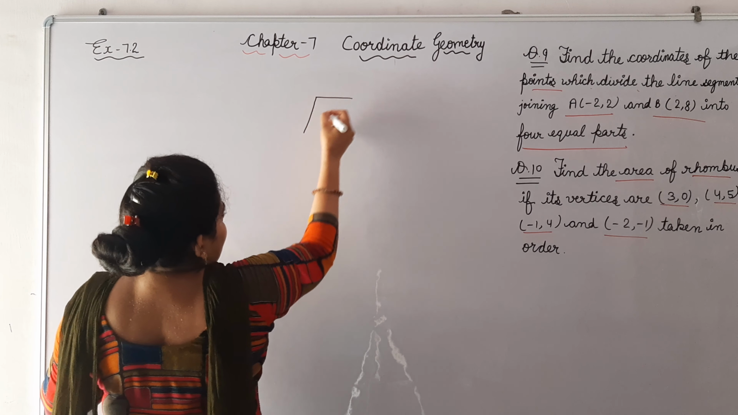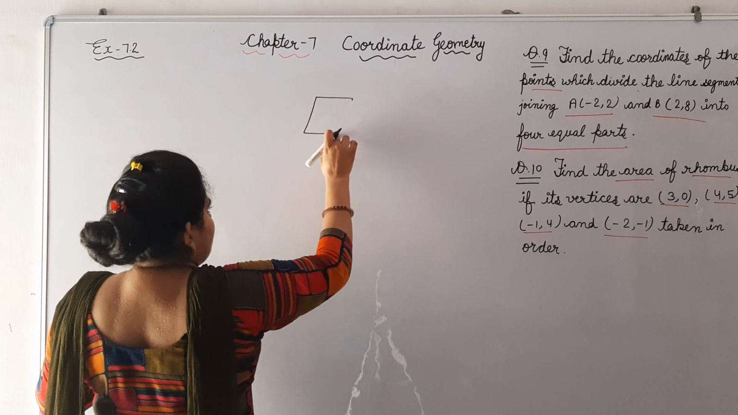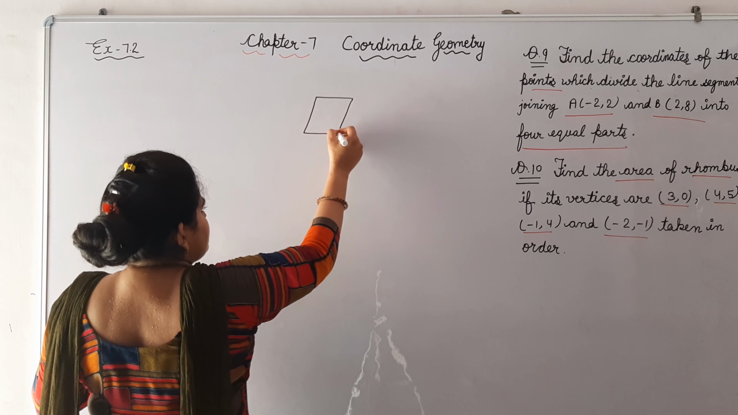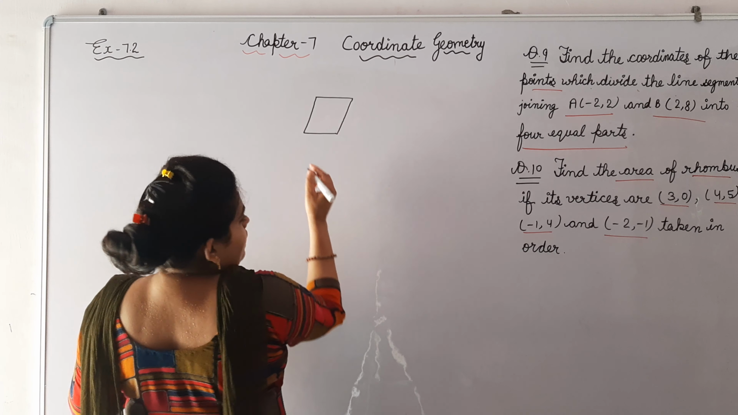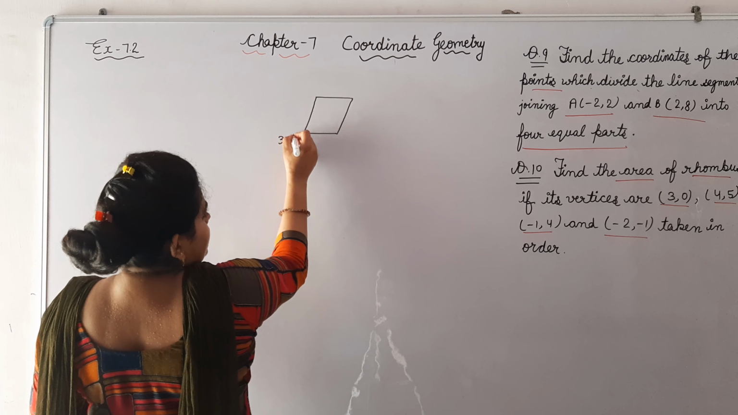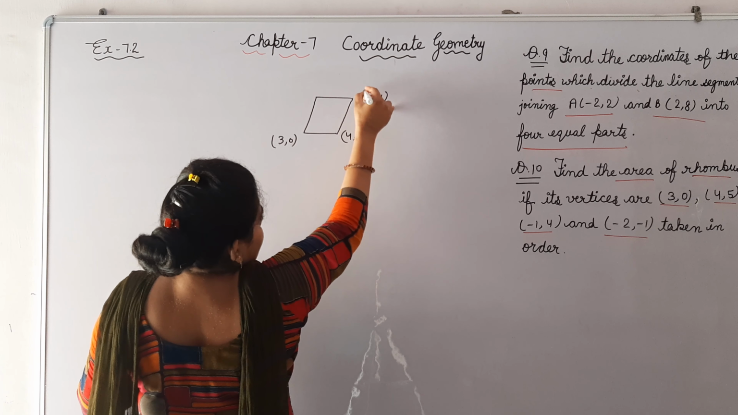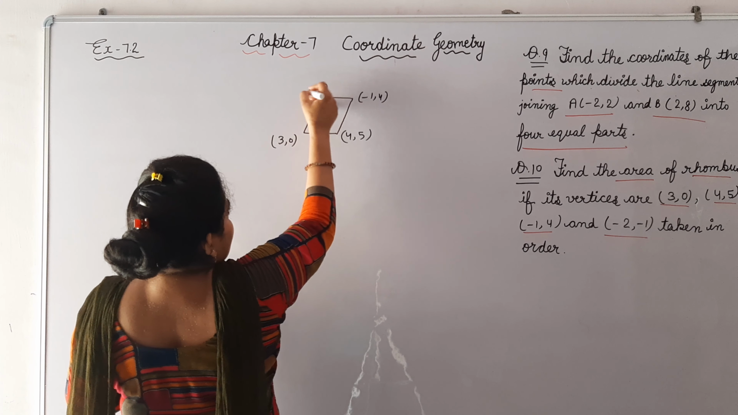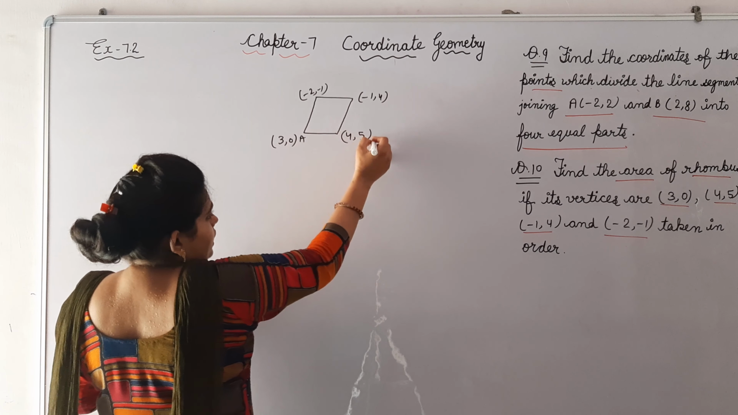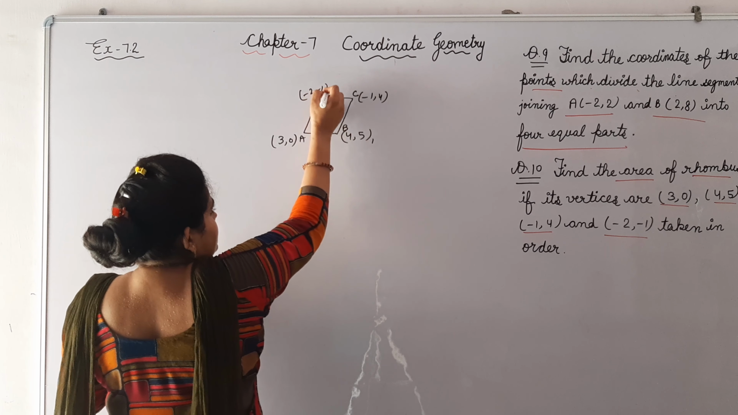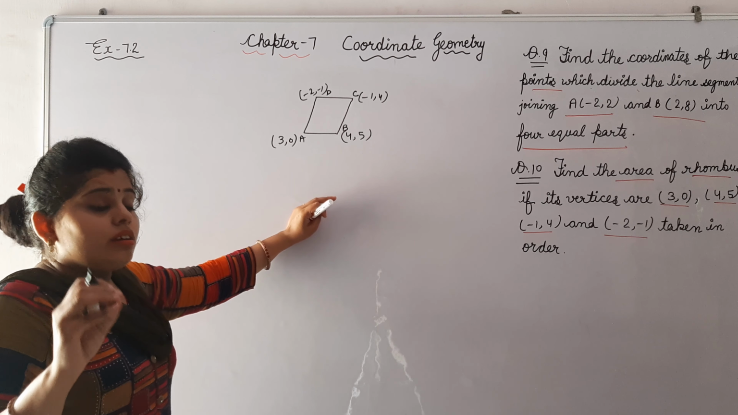We know that in a rhombus all sides are equal, and recall all properties of rhombus which will be used for finding area. First of all, let (3, 0), (4, 5), (-1, 4) and (-2, -1) be the coordinates of this rhombus. Let it be A, B, C and D. We have drawn a rough diagram. It is not a fair diagram.